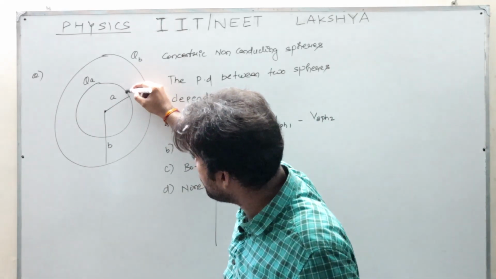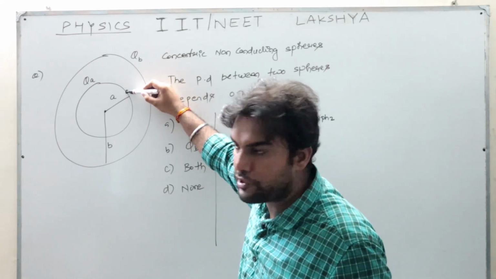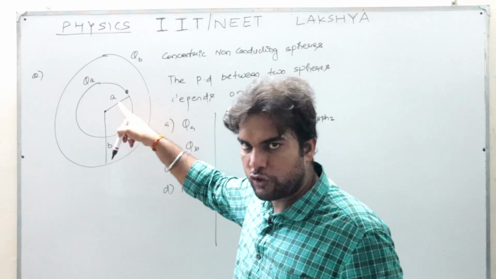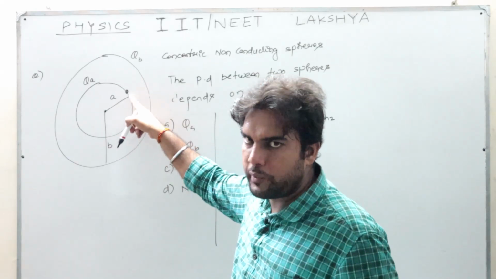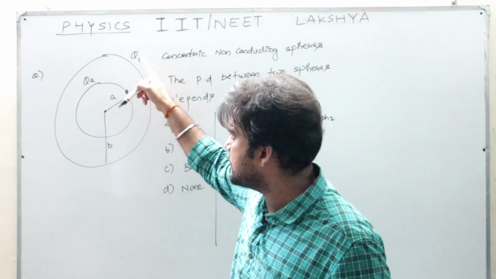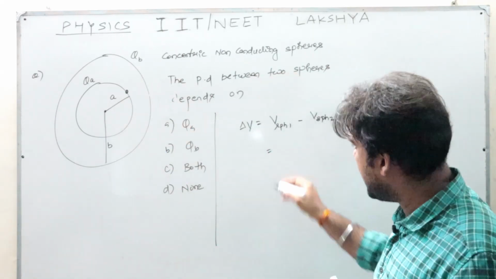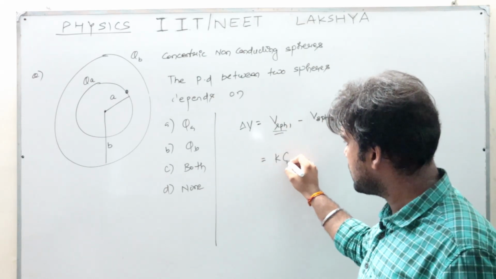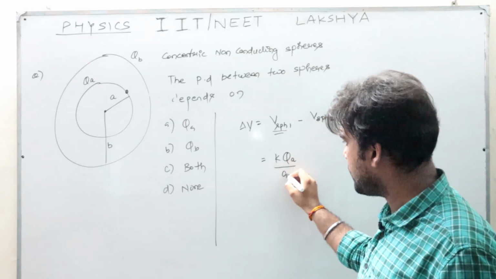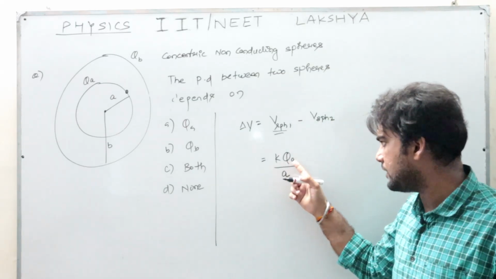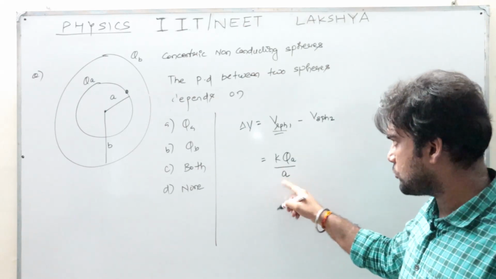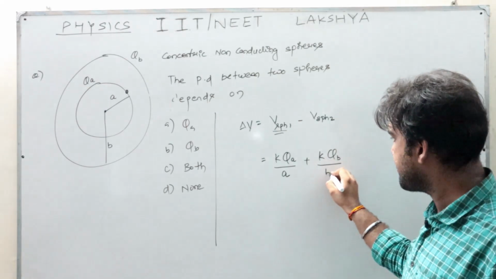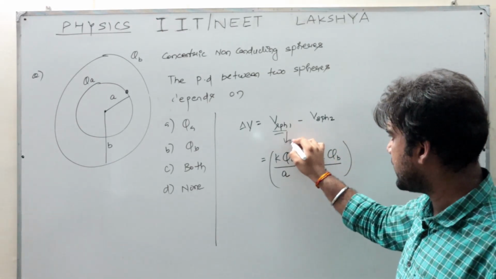Now this point, if you see carefully, is the surface of sphere 1. It means potential on sphere 1. This point is acting as the surface point for sphere 1 and an inside point for sphere 2. So I am writing the potential on the surface of sphere 1. That is KQA by small a, because the charge on the smaller sphere is QA and its radius is small a, plus KQB by small b. I have written this part alone now.